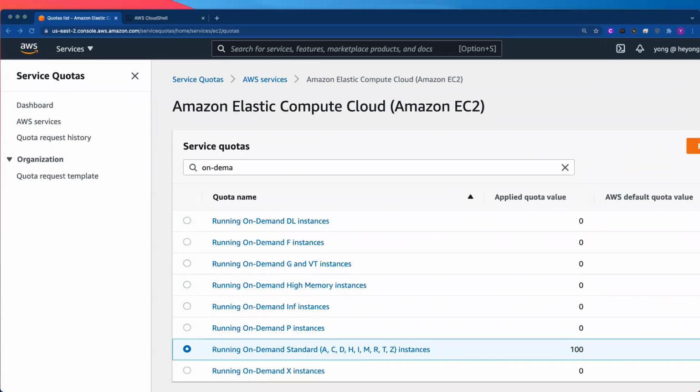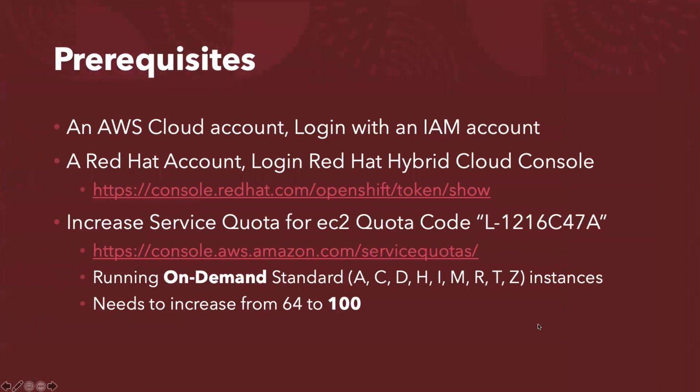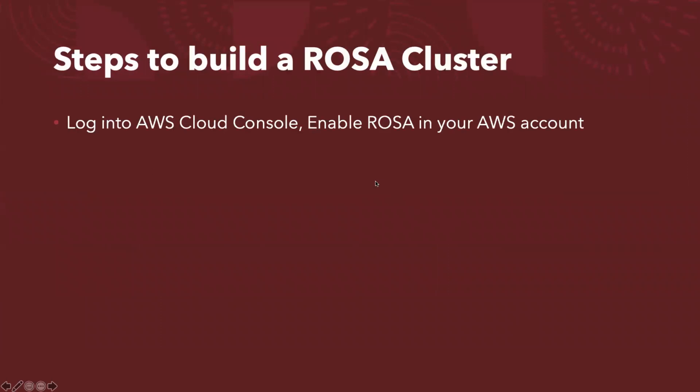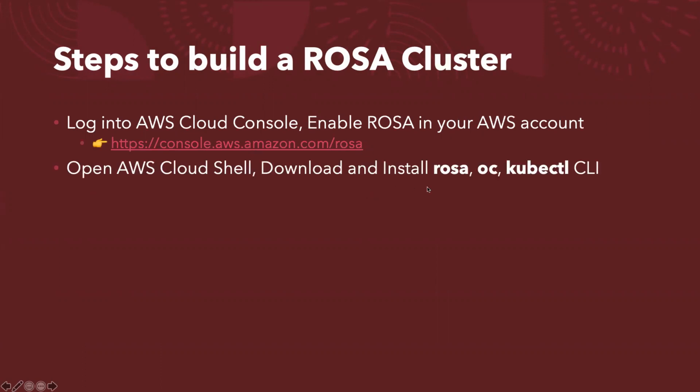So from here, what are the steps? Let me come back to the slide deck. What are the steps to build a ROSA cluster? First of all, you need to log into the AWS Cloud Console and enable ROSA in your AWS account. I already did that. If you want the direct link, this is a direct link from our AWS Cloud.